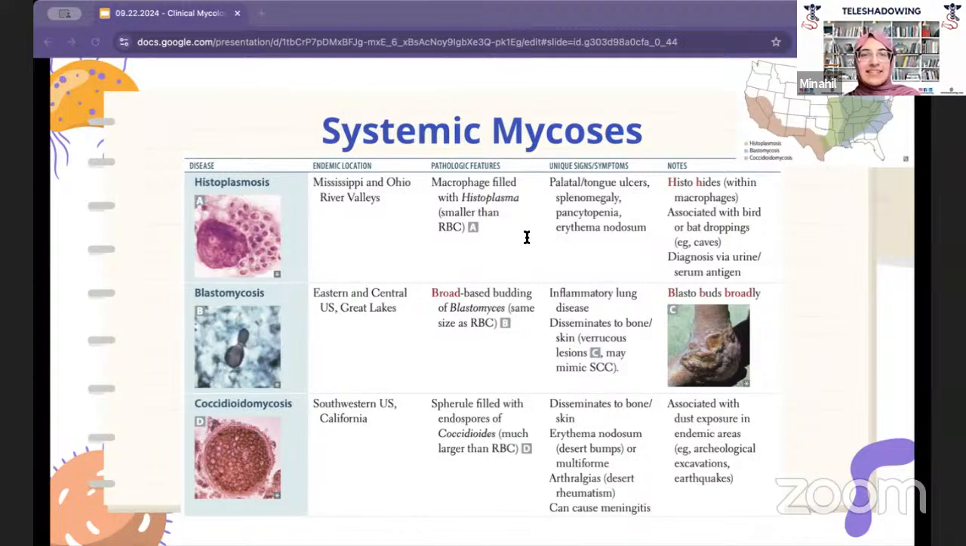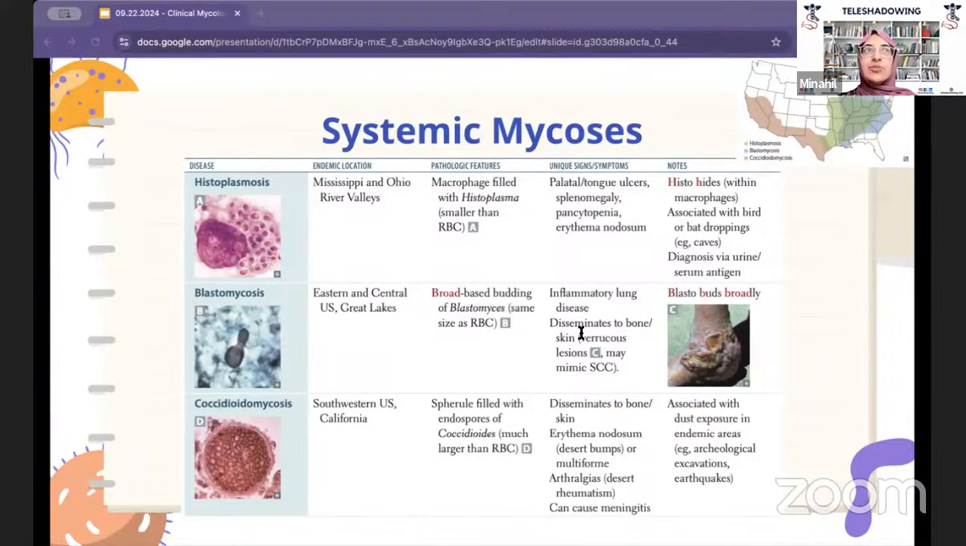coccidioidomycosis. That is endemic to the southwestern United States, in California, southern Nevada, Arizona, etc. It's also called desert valley fever. And infection is usually caused by the inhalation of arthrospores. Clinically, it'll present as a fever, a chronic cough that mimics tuberculosis, myalgia, arthralgias, and also erythema nodosum. It can also disseminate in immunocompromised individuals most of the time, causing meningitis, osteomyelitis, lymphadenopathy, etc.